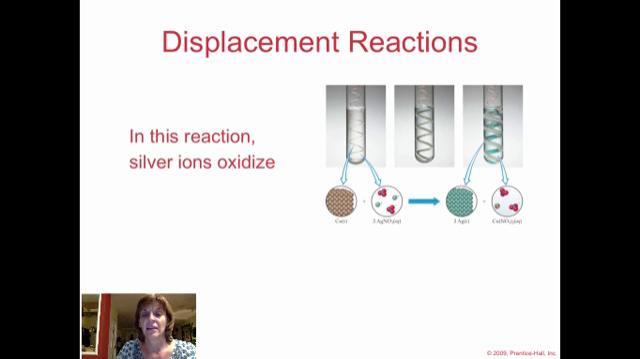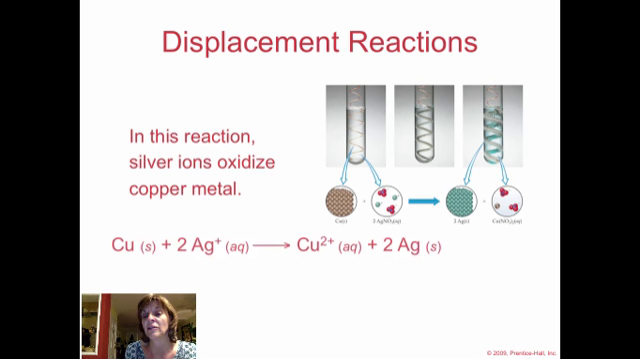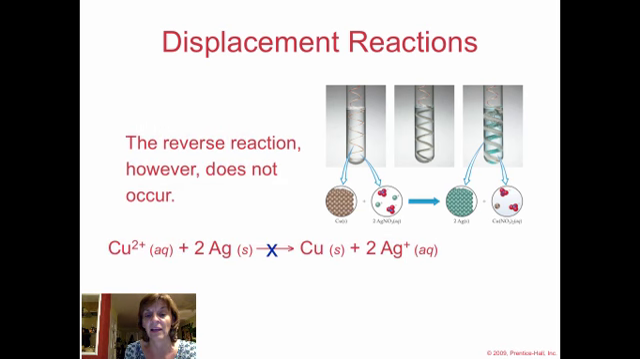Okay. In this particular reaction, we've got silver ions oxidizing copper metals. Most of you saw this last year in the lab. So the silver was able to reduce and the copper was able to oxidize. But if you tried to put copper solution into a solution with silver metal, it would not go back that way. Why is this?